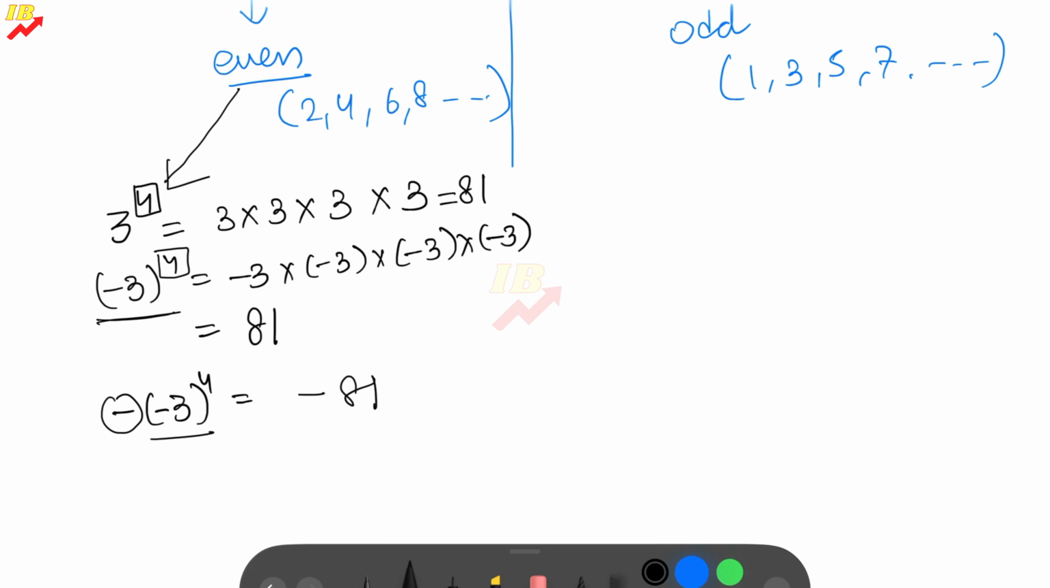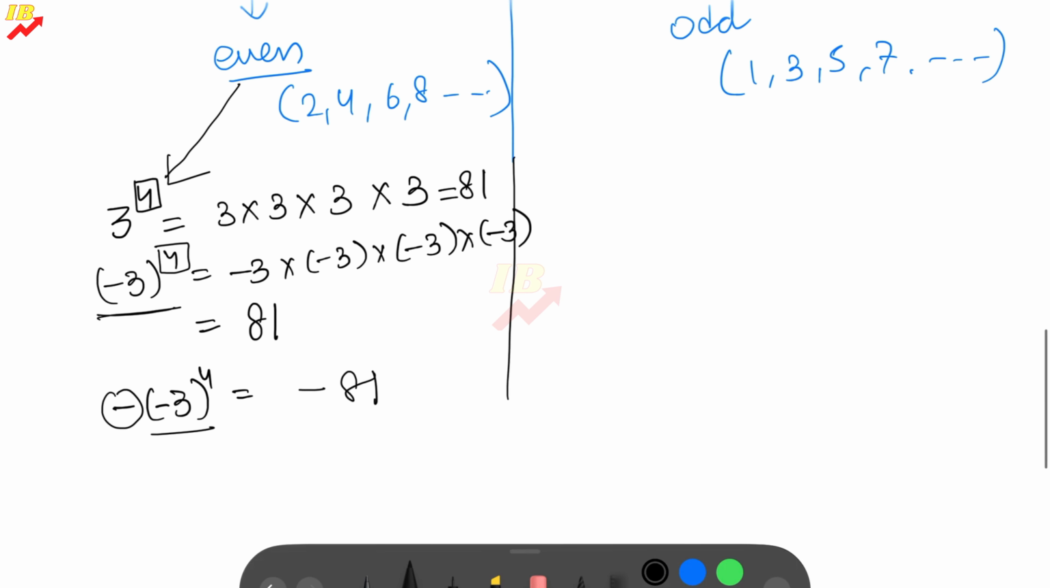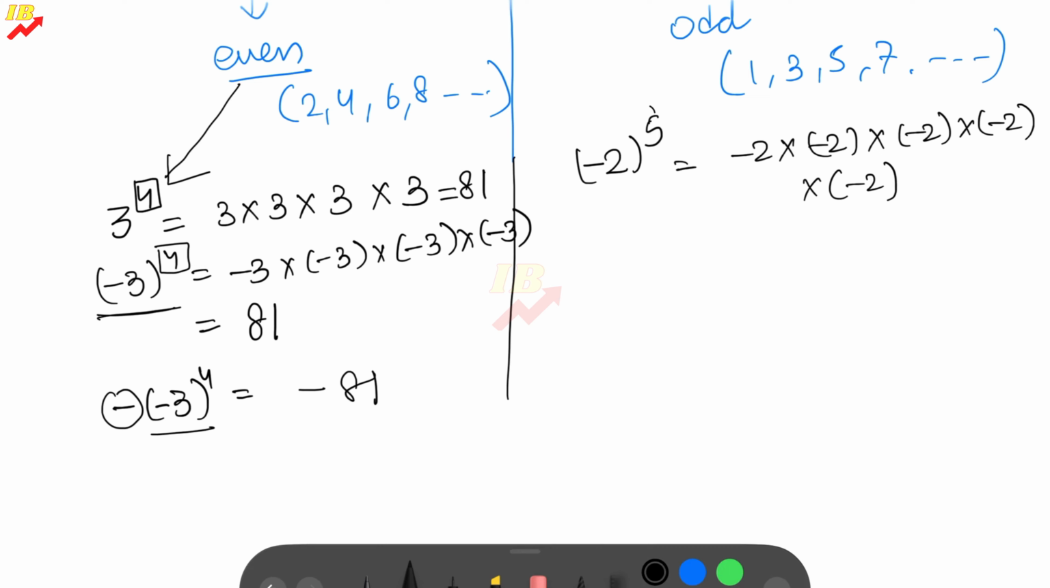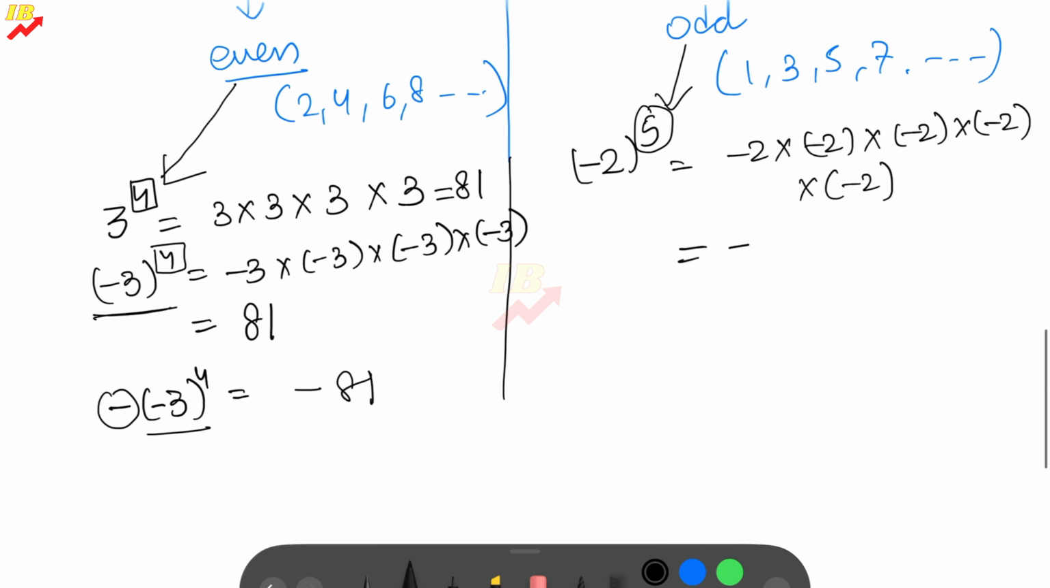Okay, so let's take some examples for the odd powers as well. Suppose I'm taking minus 2 to the power 5. The negative is not in the power here, it should be in the base. If I'm taking it like this, that means minus 2 is occurring 5 times. As I told you, whenever you see an odd power with a negative base, your answer is going to be negative. So 2 times 5 times gives you 32, but it should be a negative one here, like this. I hope you understand what exactly the even and odd powers make here.